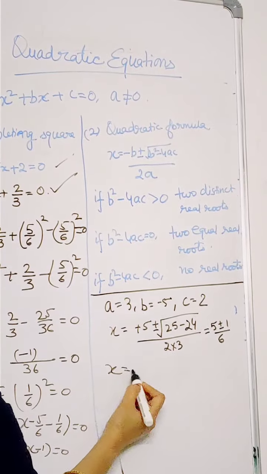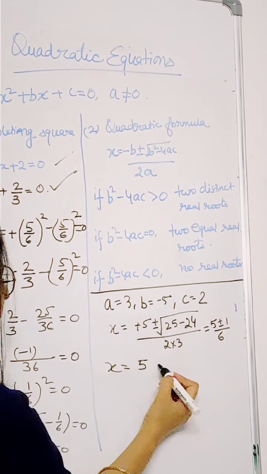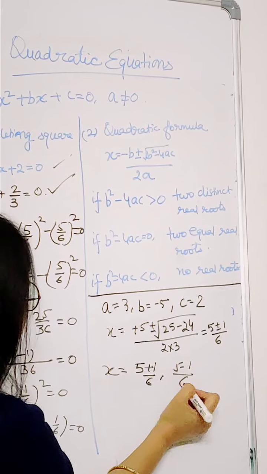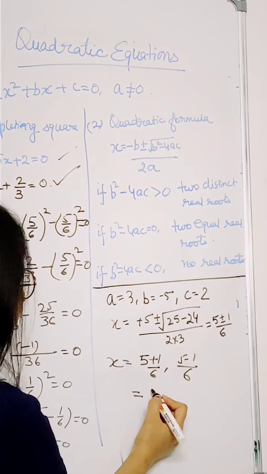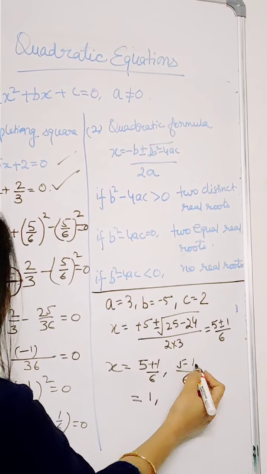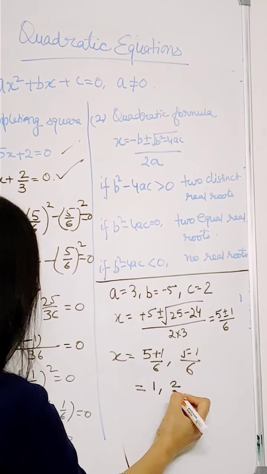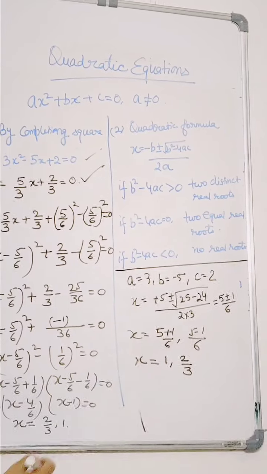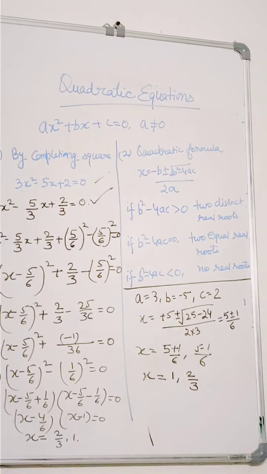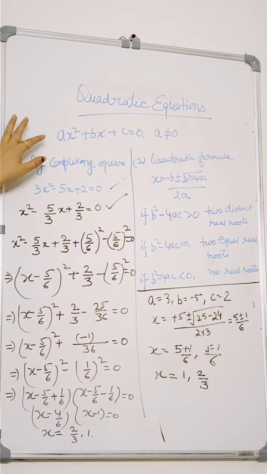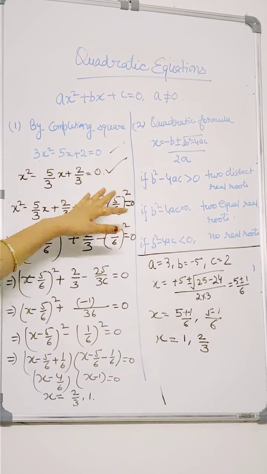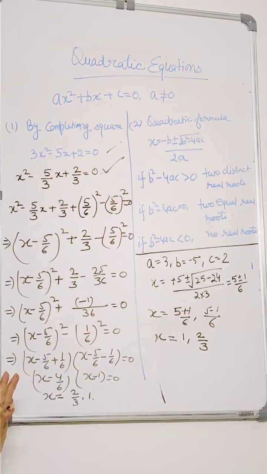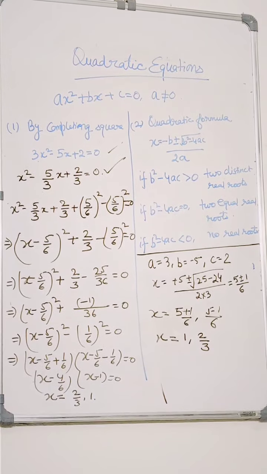x is equal to, if we take the plus sign and next we take the minus sign, 5 plus 1, 6 upon 6, 1. 5 minus 1, 4 upon 6, is 2 upon 3. Roots are 1 and 2 upon 3. So in this way, to solve a quadratic equation, either we use the quadratic formula or the completing square method. Roots are the same, the answer will always remain the same.